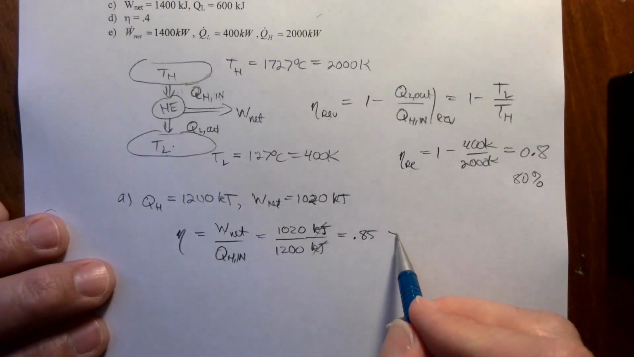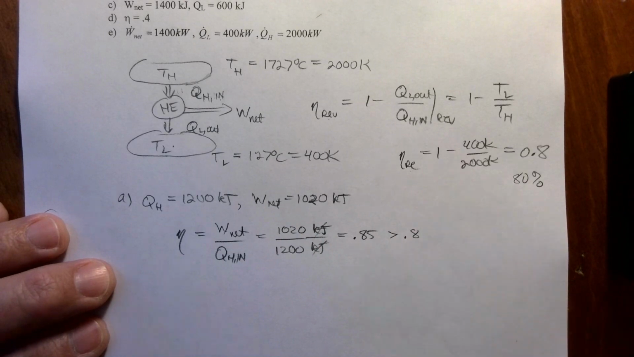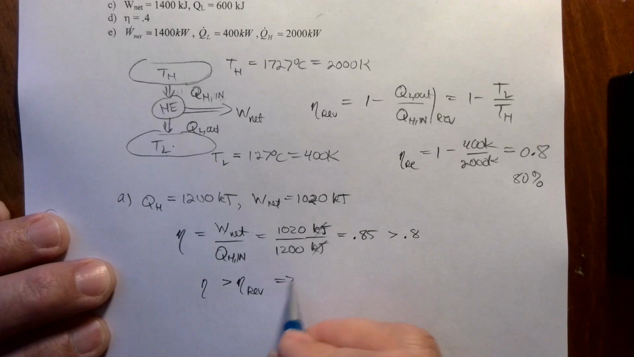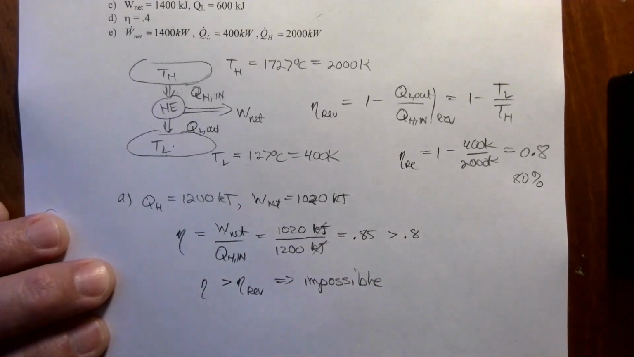Alright, so 0.85 is greater than the 0.8 for the reversible case. So the thermal efficiency is greater than the thermal efficiency for the reversible case. So our conclusion is that this is impossible. This violates the second law of thermodynamics.